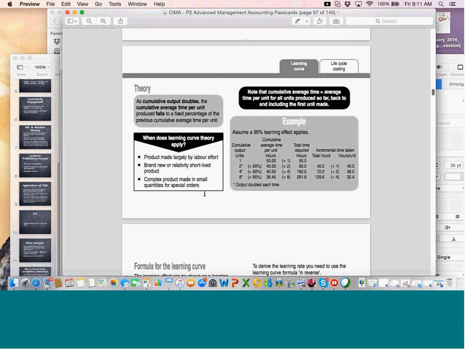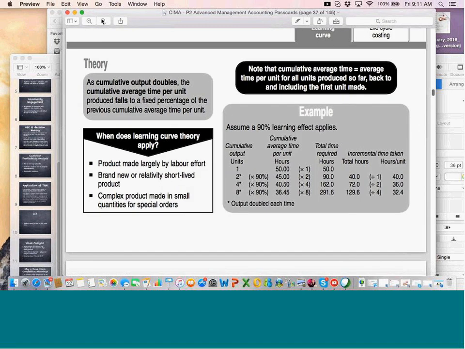In the additional 40 hours, the total is 90 hours divided by the output of 2. That's the average it takes to produce each output at this level. But they divide 40 by 1, which is the previous cumulative output units, and I don't know what the direct relationship is or what they're trying to show here.